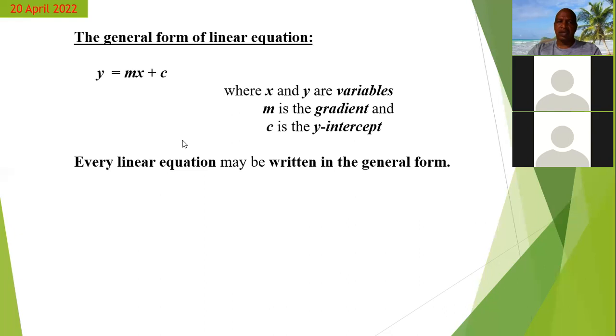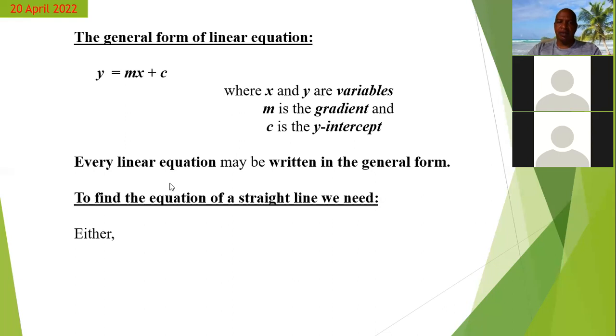Yes, sir. Okay. So every linear equation may be written in the general form, right? And I had given you an example that if it is not in the general form, meaning that the y is not by itself on the left-hand side, you can rearrange it as I did with the previous equation in the previous slide. You can rearrange it and get the y by itself, because it is not in the general form unless the y is by itself. Is that clear, guys? So every linear equation may be written in the general form.